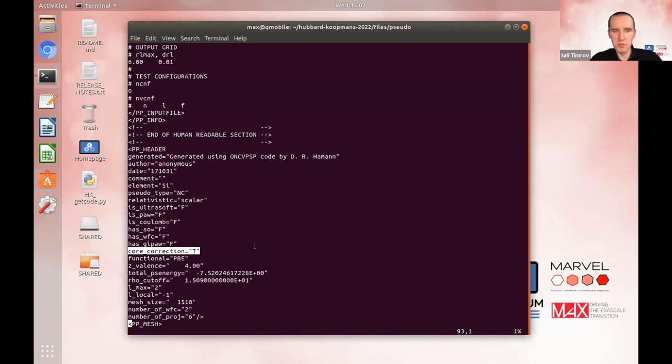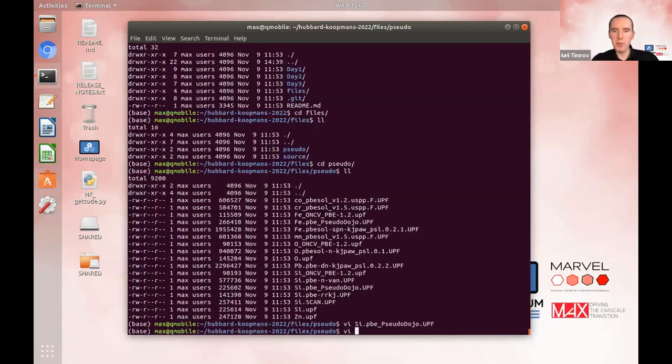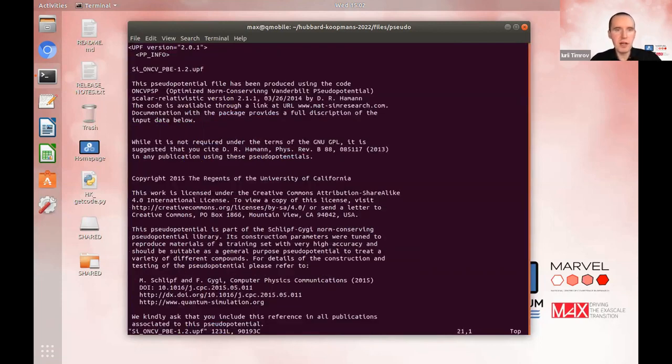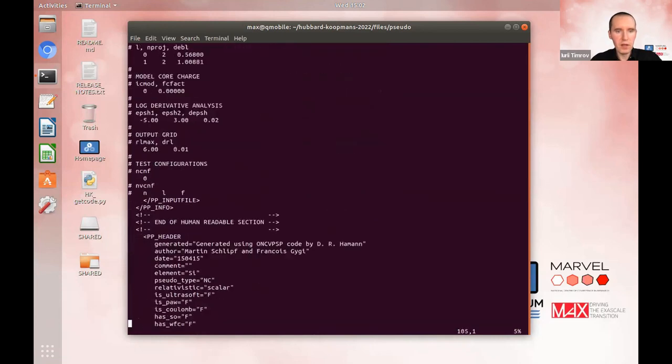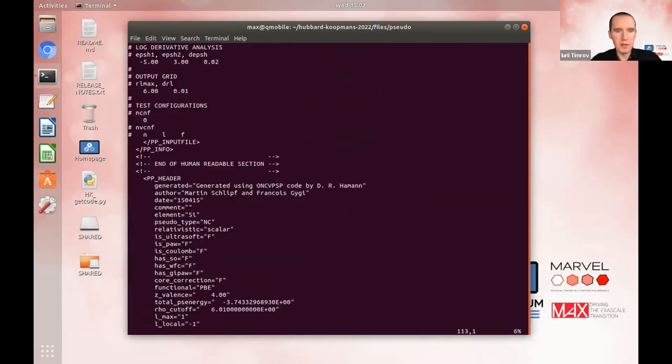It's from the PseudoDojo, so that's why I would not use it. If we instead open another pseudopotential from the SG15 library, silicon_ONCV_PBE, and scroll down, we look for core_correction = F, false. Here we don't have nonlinear core correction, and I would use it with SCAN. That's how you can check it.